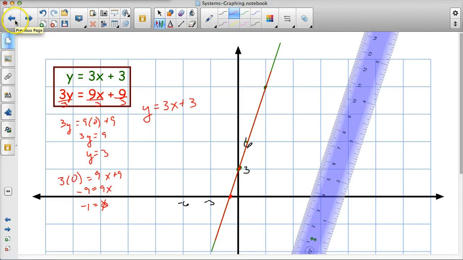Take the time to go back through the video. Make sure that you understand the differences between consistent and dependent, consistent and independent, and inconsistent systems of equations. Make sure you also understand that the solution set to a system of equations is the coordinate pair that makes all equations in the system true statements.